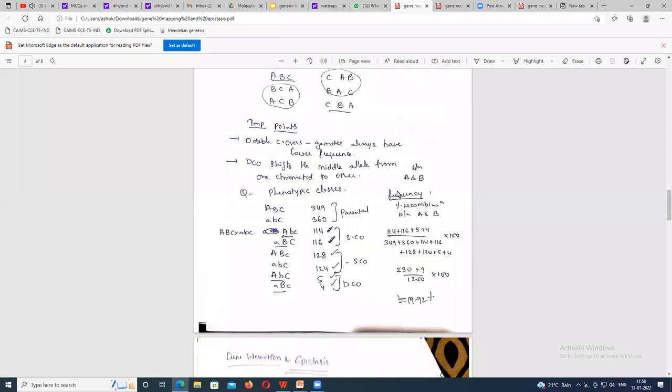If we are asked to calculate the percentage recombination between A and B, what are the recombinants here? Between A and B: 114 plus 116. Apart from this, crossing over also occurred in the double crossovers. So you have to take 114 plus 116 plus 5 plus 4, divided by the total number of values. You will get the percentage recombination between A and B. Is this clear?